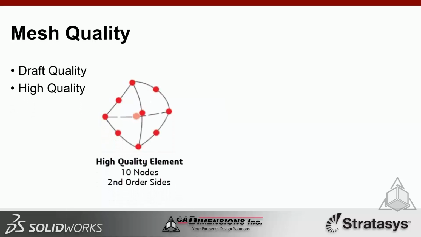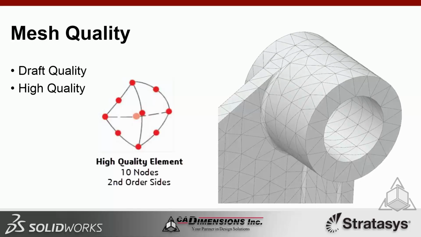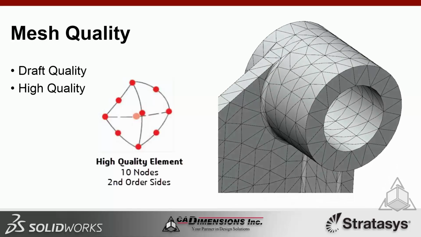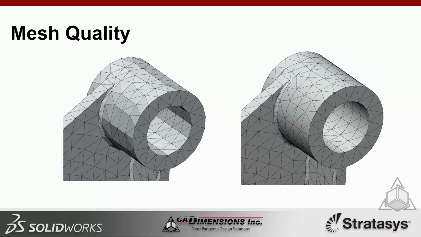A high quality element has the same four nodes as draft quality, but also has mid-side nodes, bringing the node count to 10 for each element. Notice the legs of the tetrahedron are now flexible and can match up more closely to our geometry. Here's a side-by-side comparison of the two meshes.